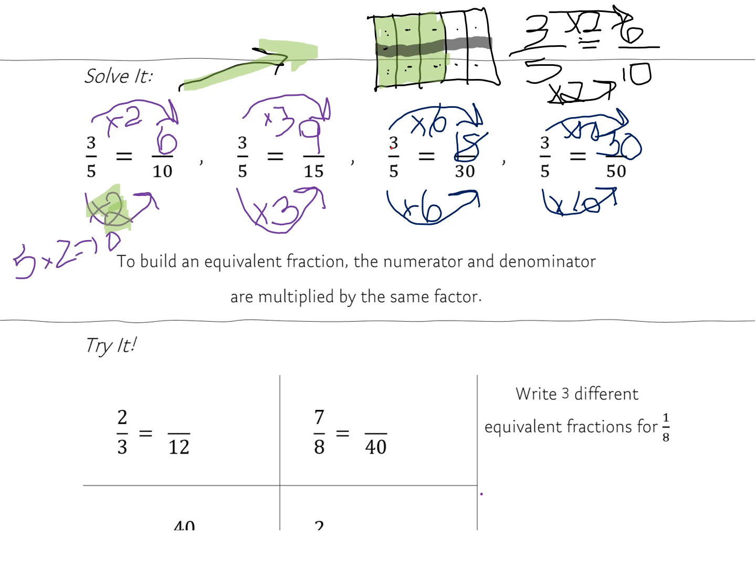If you're feeling a little stuck, the big idea is to build an equivalent fraction. The numerator and denominator are multiplied by the same factor. So when I multiplied my numerator and denominator both by 2, that was the factor I used for that one. For this problem, we multiplied them both by 3, so that's the factor we multiplied the numerator and the denominator by. For this one, we multiplied them by a factor of 6, and for the last one, we multiplied by a factor of 10. This is the mathematical way to solve this kind of problem.